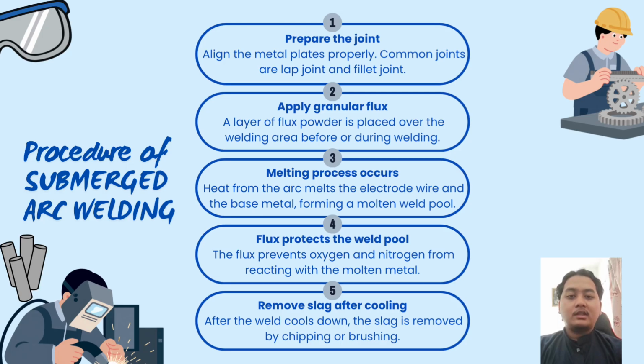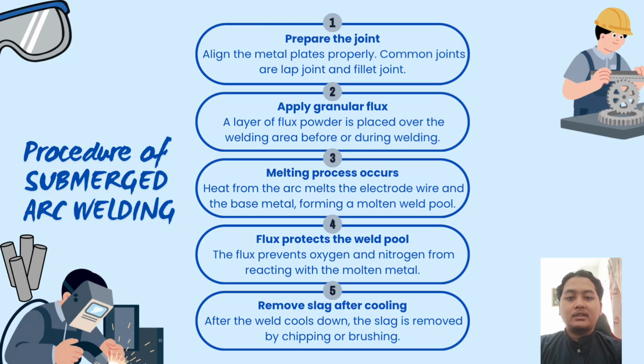The third step is the melting process. When the welding machine starts, an electric arc is produced between the continuously fed electrode wire and the workpiece. The heat from the arc melts both the electrode wire and the base metal. This metal forms a molten weld pool which fills the joint and creates the weld bead.